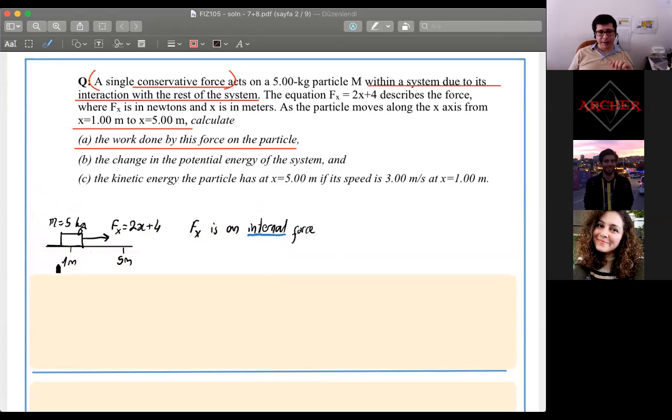So, a graphic representation of what's happening. Object of mass 5 kilograms. Force, which is position dependent. It gets stronger the more to the right and also to the left you get. And it's an internal force, it's part of the system. That's how this system is defined, okay?